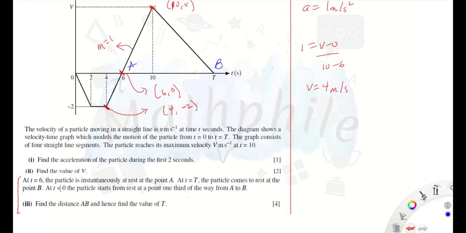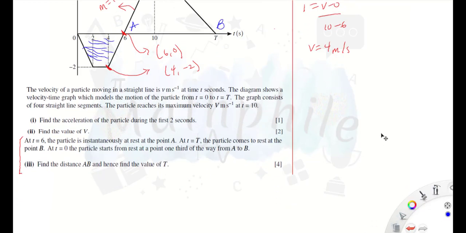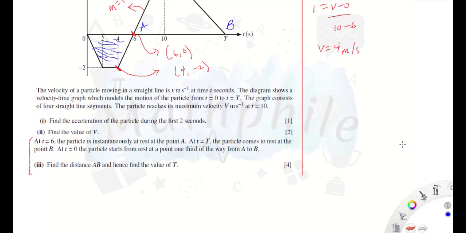The information we're given is that at t equal to 0, the particle is at a point 1/3 of the way from A to B. So the distance of this is actually one third of the distance of A to B. So I think we can find the area of that shape. After getting the area of the shape, I can just get the area of this one. I've got all the values to find the area of that. The area is 6.